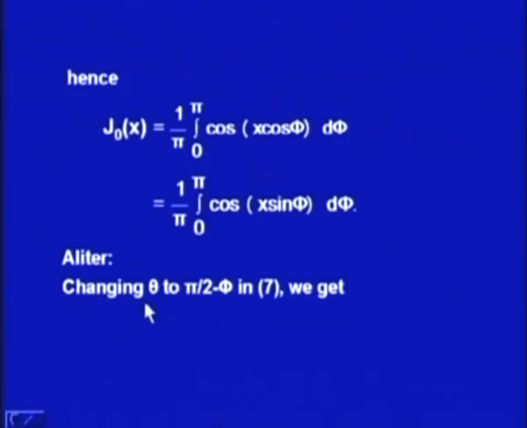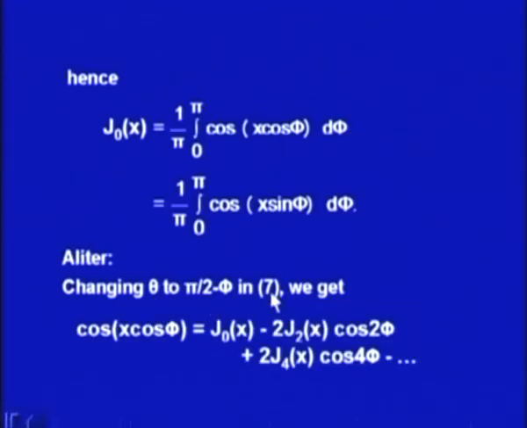Now, we can arrive at this integral representation of J naught x in another way. From the Jacobi series also we can get this integral representation of J naught x directly. If in the Jacobi series given in equation 6 you put theta equal to pi by 2 minus phi, then cos(x sin theta) becomes cos(x cos phi), and cos 2 theta, cos 4 theta become minus cos 2 phi, plus cos 4 phi. So, the right hand side of that equation becomes J naught x minus 2 J 2 x cos 2 phi plus 2 J 4 x cos 4 phi and so on.